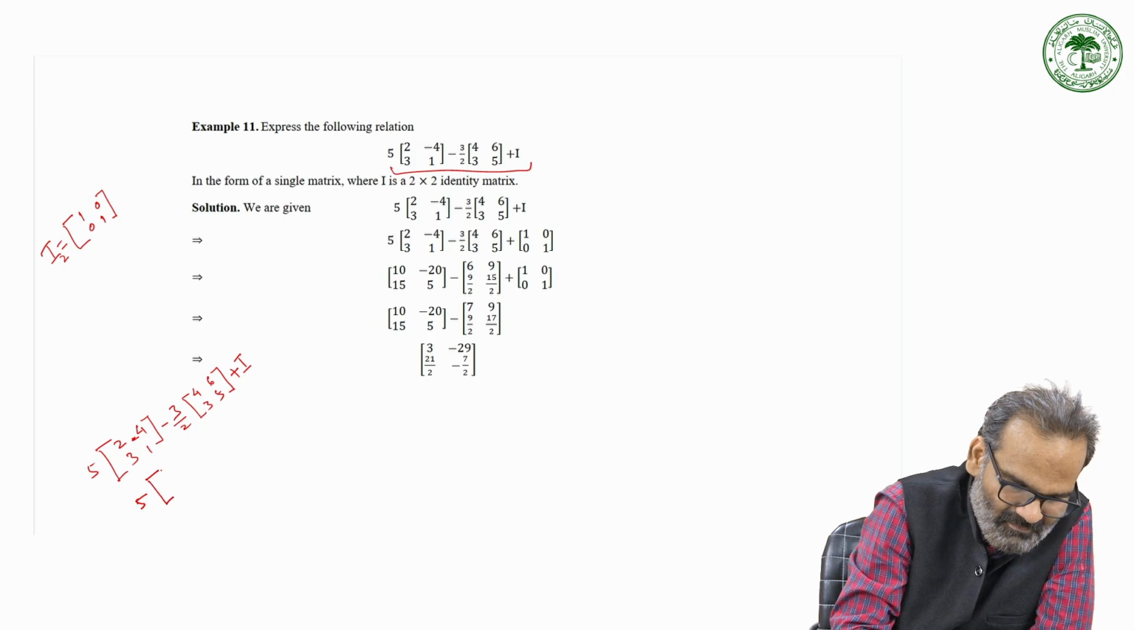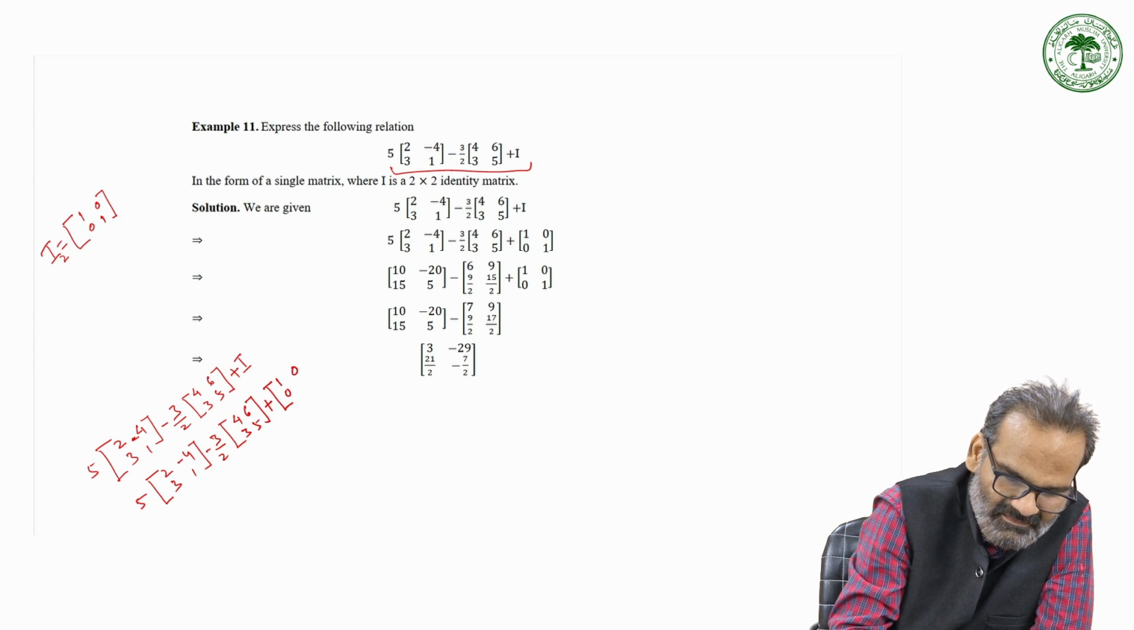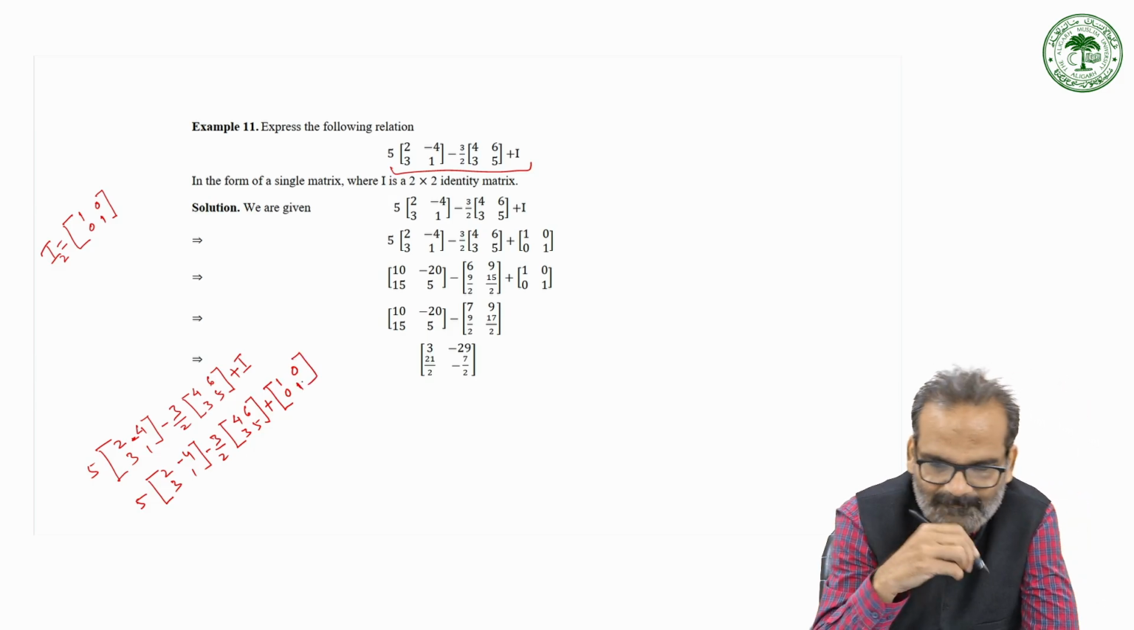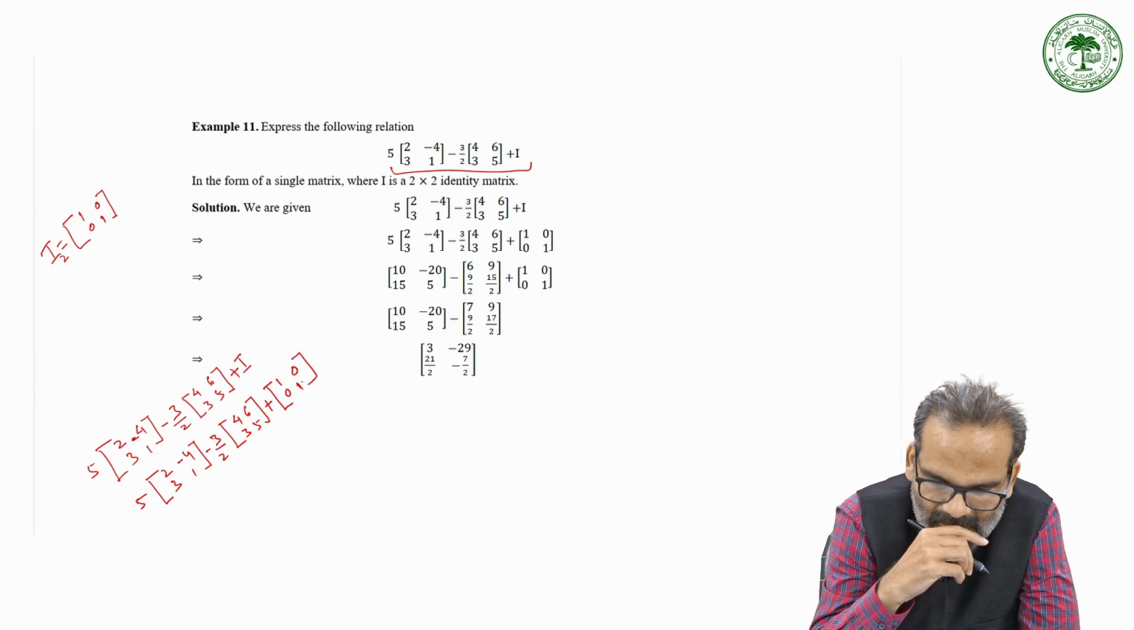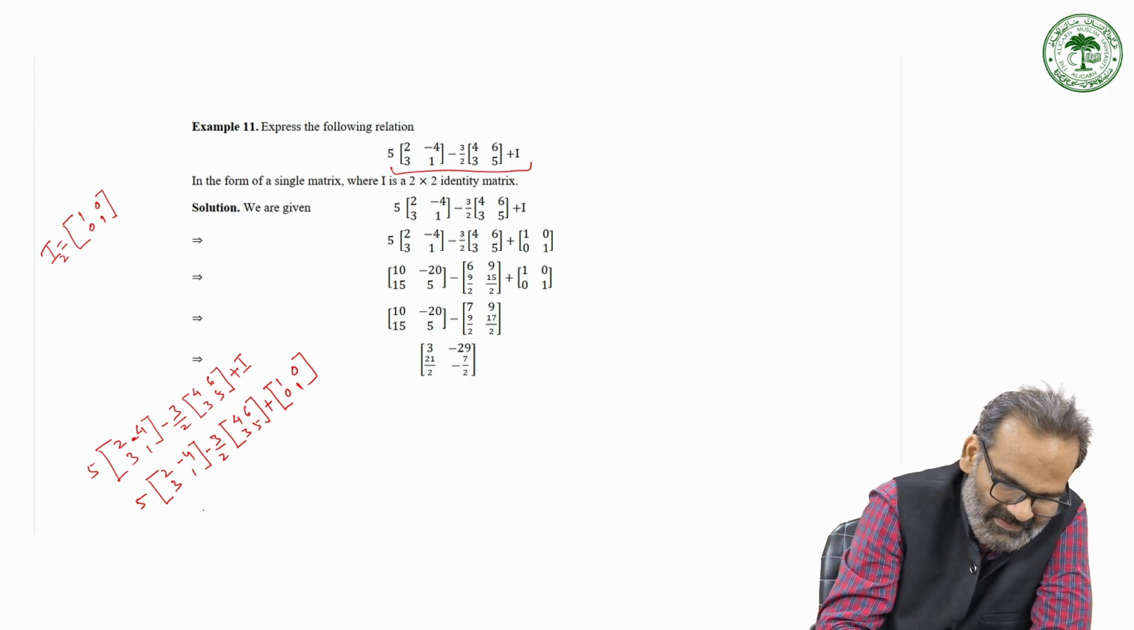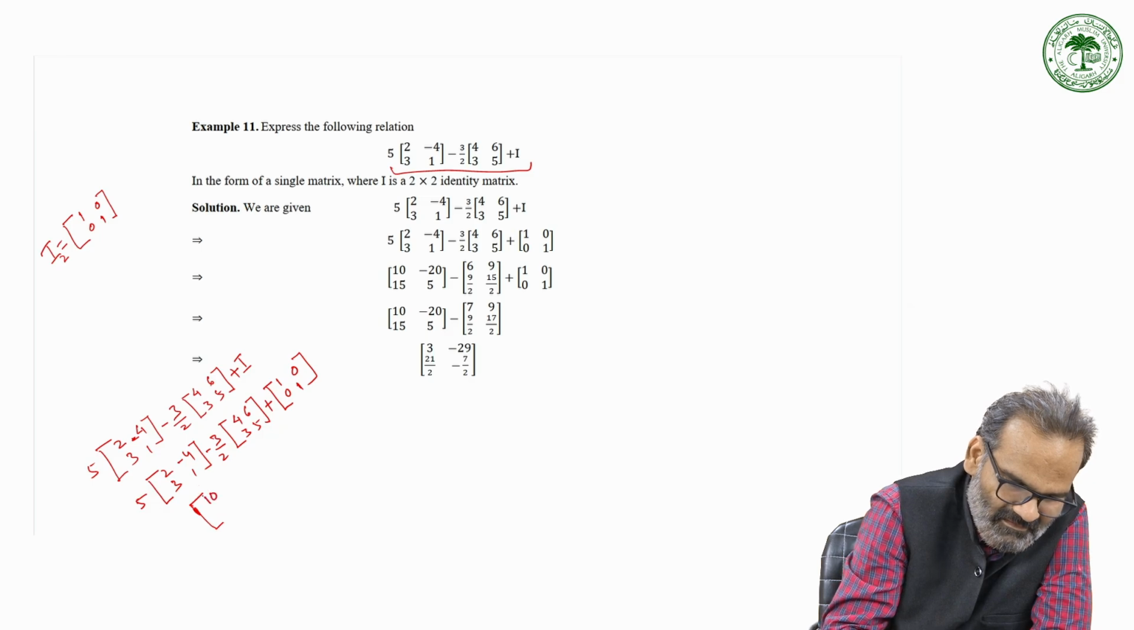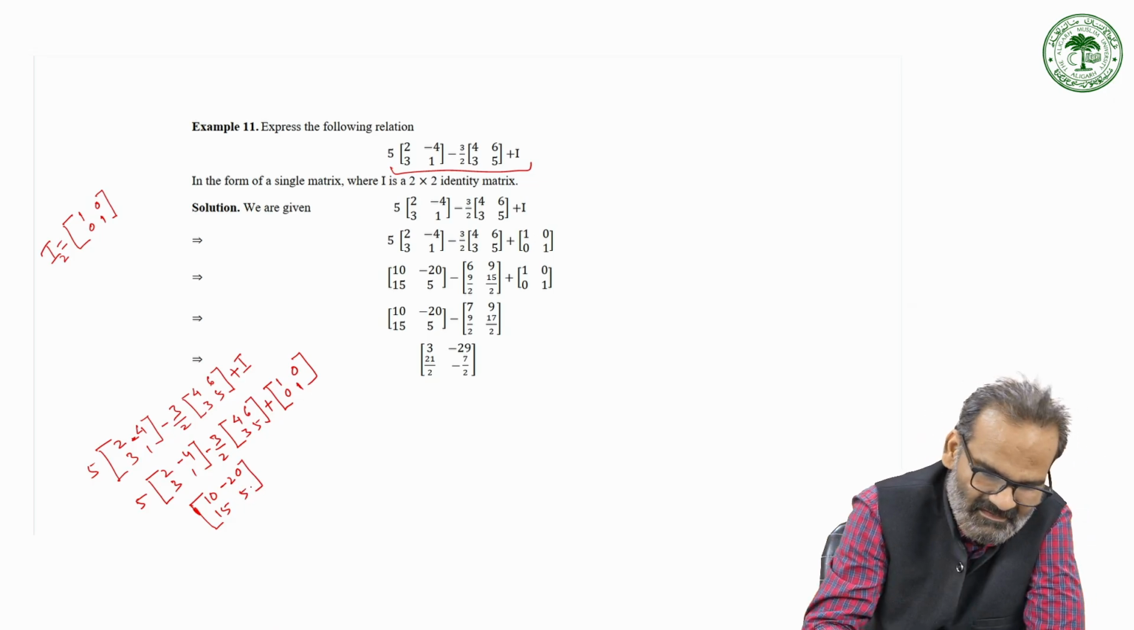5 of 2, 3, minus 4 and 1, minus 3 by 2 of 4, 3, 6, 5. And what is I? I can be taken as 1, 0, 0, 1, right? Now, multiply this matrix by 5. What will you get? 5 twos are 10, 5 threes are 15, 5 fours are minus 20, 5 ones are 5, right? This is the scalar multiplication.